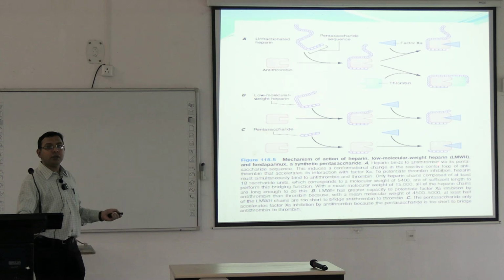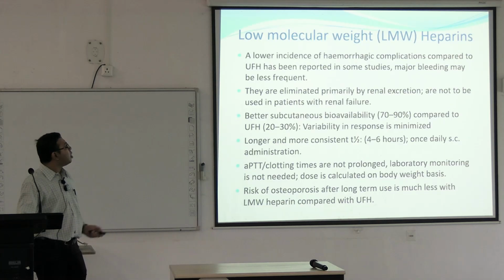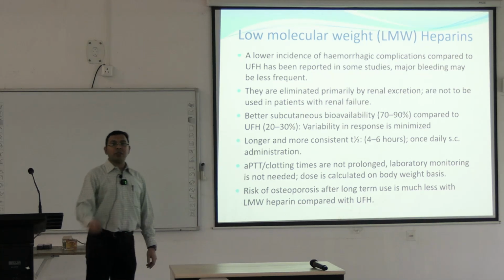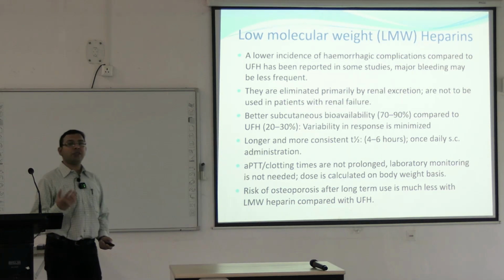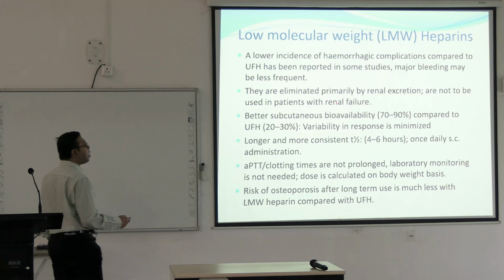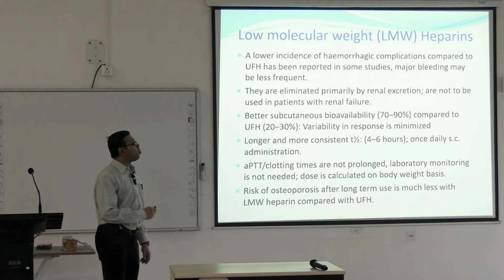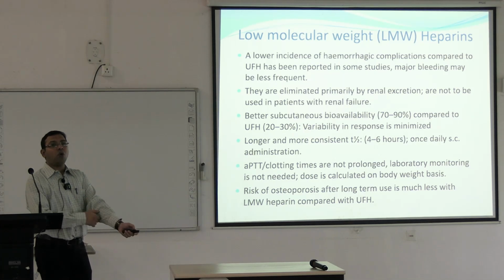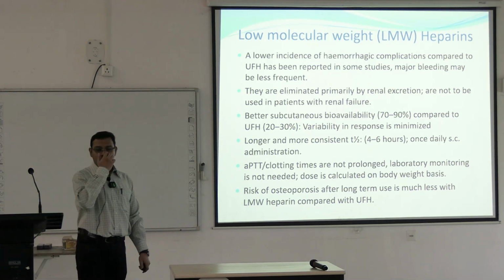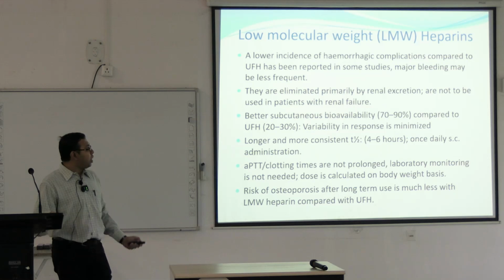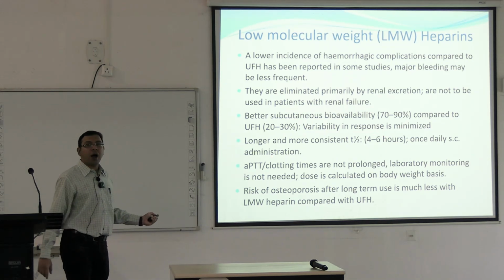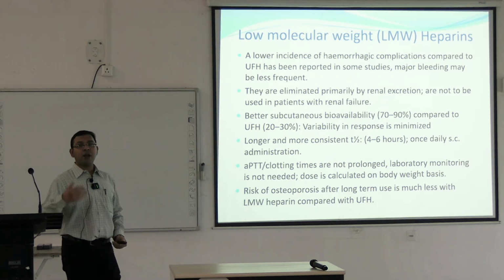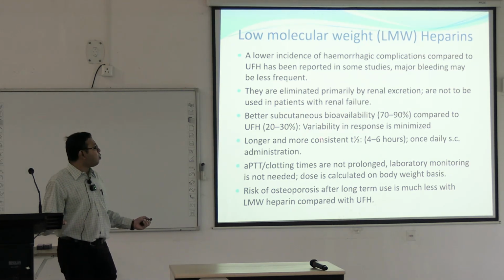Just for recapitulation: there is a lower incidence of hemorrhagic complications compared to unfractionated heparin, so bleeding is lesser. They are eliminated primarily by renal excretion, so not to be used in patients with renal failure. Better subcutaneous bioavailability: low molecular weight heparin is usually given subcutaneously, with 70 to 90% bioavailability, compared to unfractionated heparin, where bioavailability is very low, 20 to 30%. That's why a large amount also has to be given.